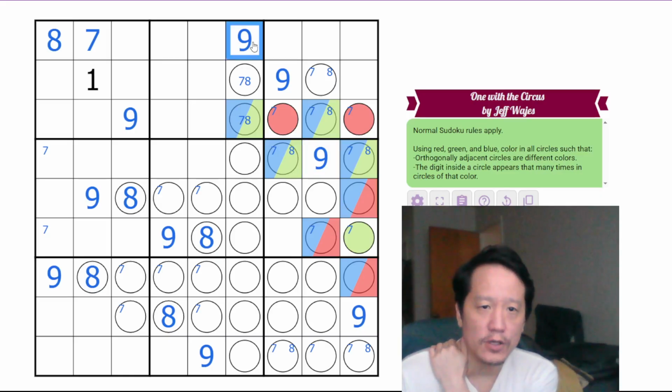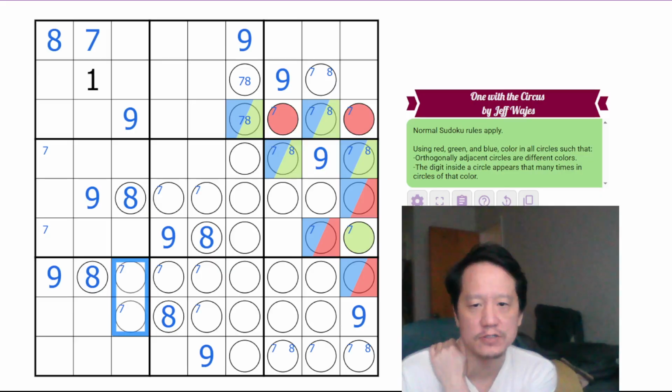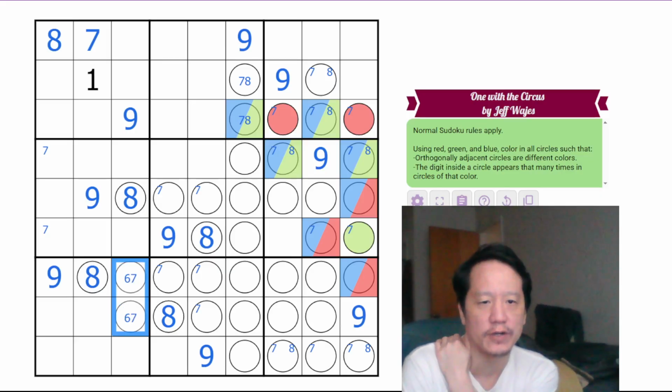6s. We cannot have a 6 in a circle in box 1, 2, and 4, so it must be in the rest of the boxes. Therefore, this is a 6-7 pair.